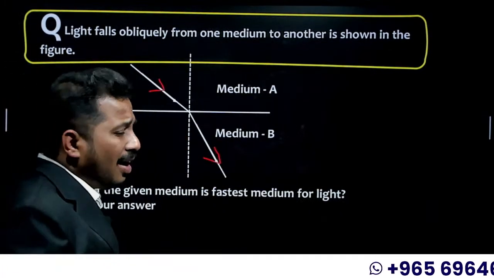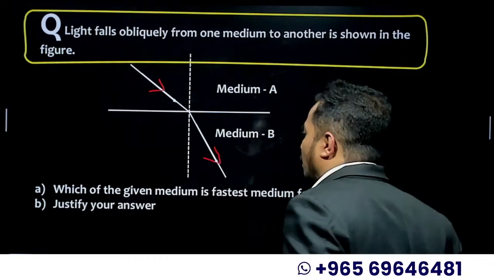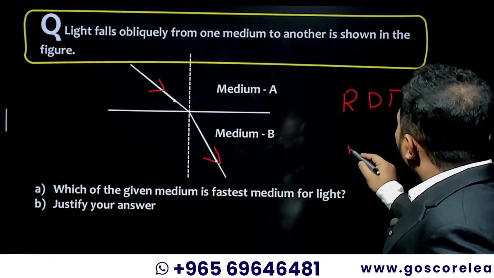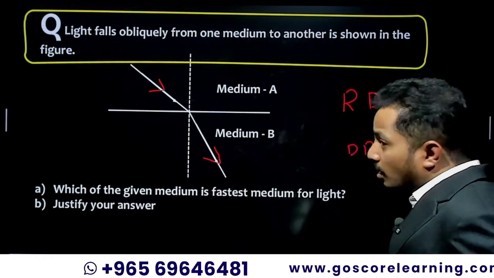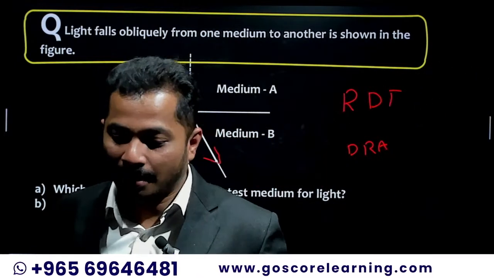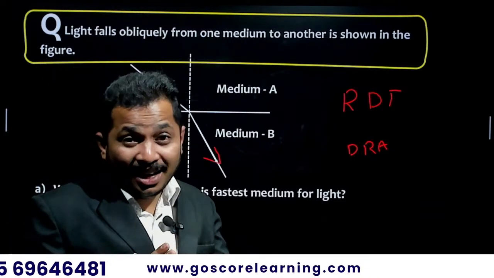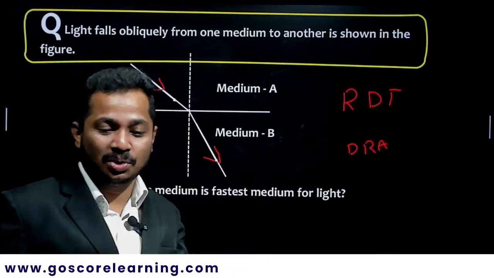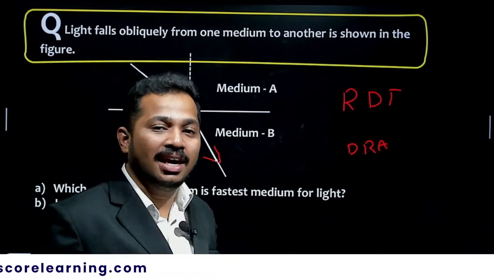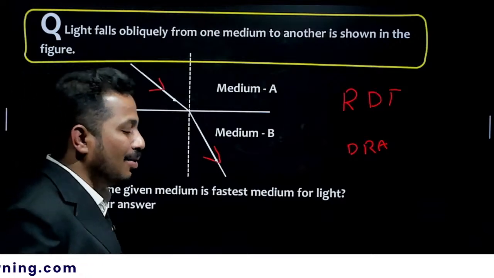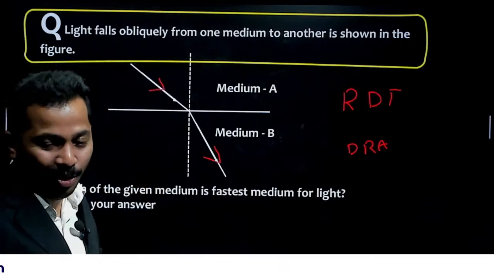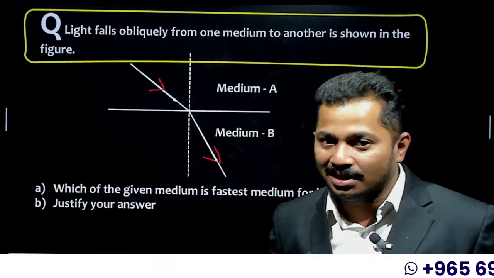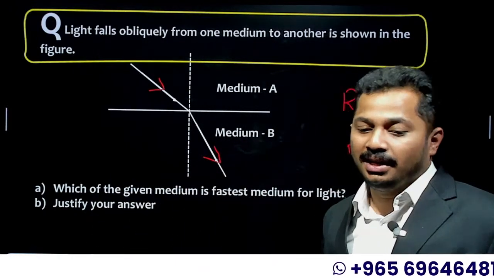How can we say which is the fastest medium? You should apply the RDT-DRA concept. What is the RDT-DRA concept? That kind of concept is not there in textbooks, sir. It's not there in the textbook, but in our classes it is. I don't write this RDT-DRA in your exams. This is just our tricks and tips to learn by heart or to make learning easy. Don't write any of these abbreviations or codes in your answer sheet. That code you should keep in your mind.